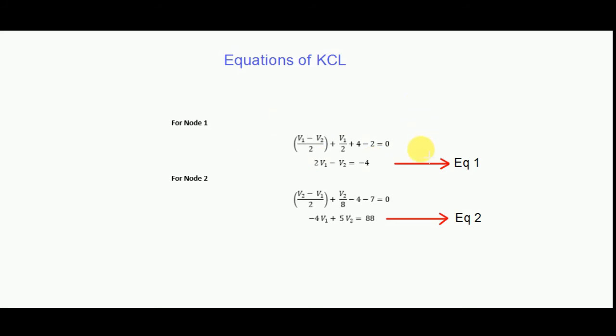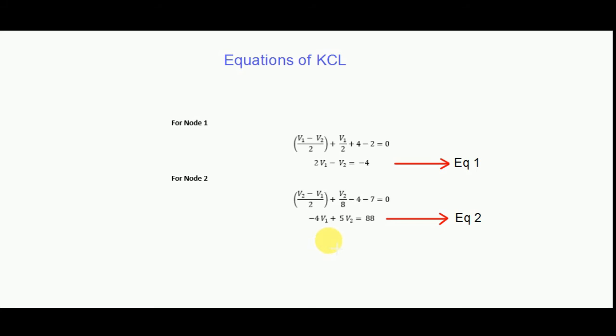After simplifying the equation of node 1, we get 2V1 minus V2 equal to minus 4, and for node 2 we get minus 4V1 plus 5V2 equal to 58. Now we have to find the values of V1 and V2 from these equations. There are different methods. One is where we take out V1 in terms of V2 and put the value of V1 in equation 2 and solve for V2.